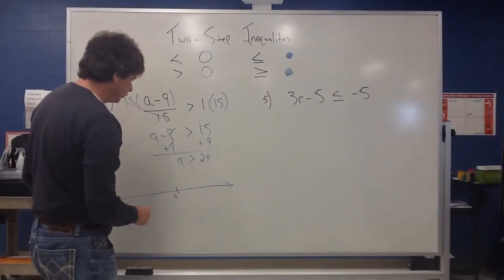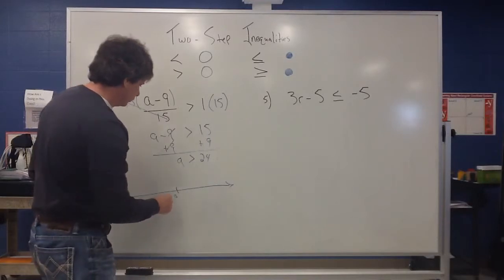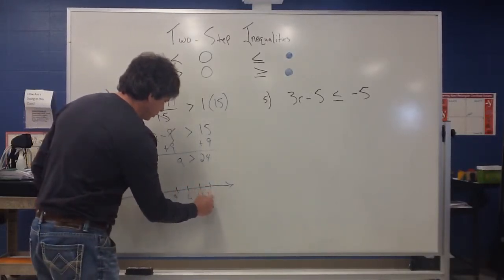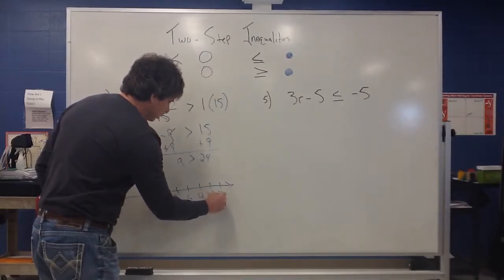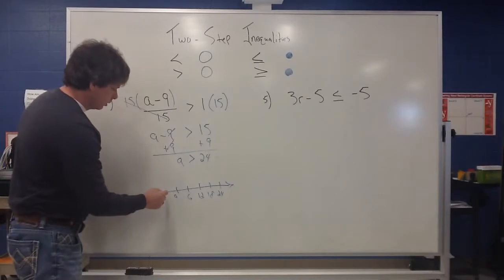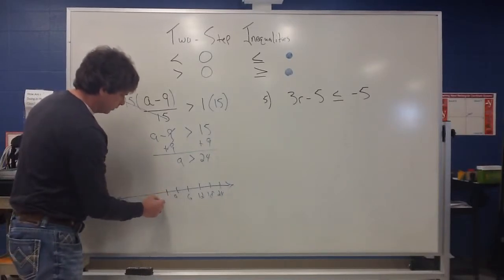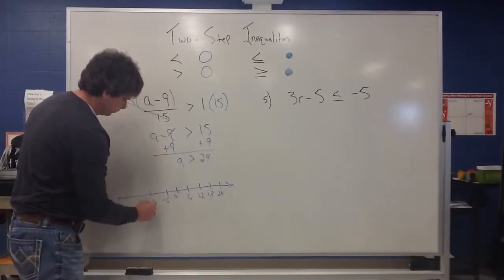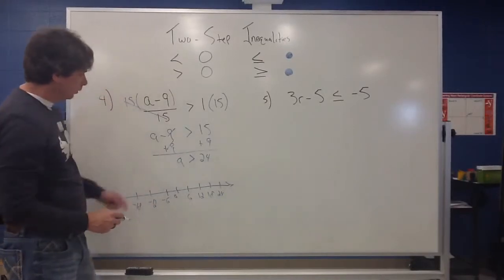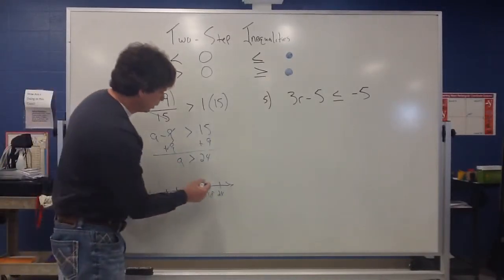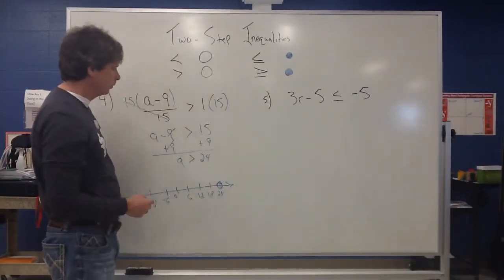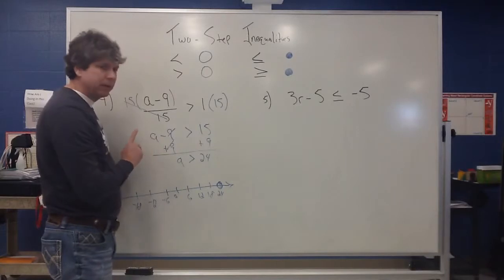Since I got to go up to 24, I'm going to count by 6s. Because I know 24 is a multiple of 6. So then I can go over here. So since we have to be greater than 24, we have to use an open circle at 24. So that's going to be my open circle. And greater than means I have to go to the right.